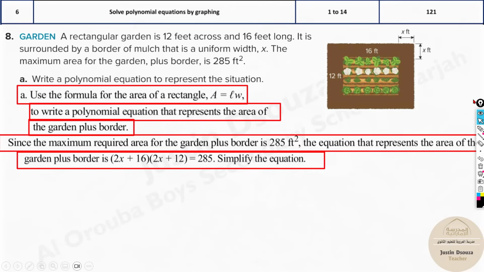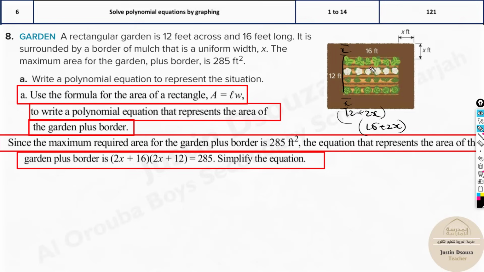But the problem is, look, this garden is 12 over here, plus there is another x and x. So plus 2x: 12 plus 2x and 16 plus 2x. That's it. These are the dimensions.